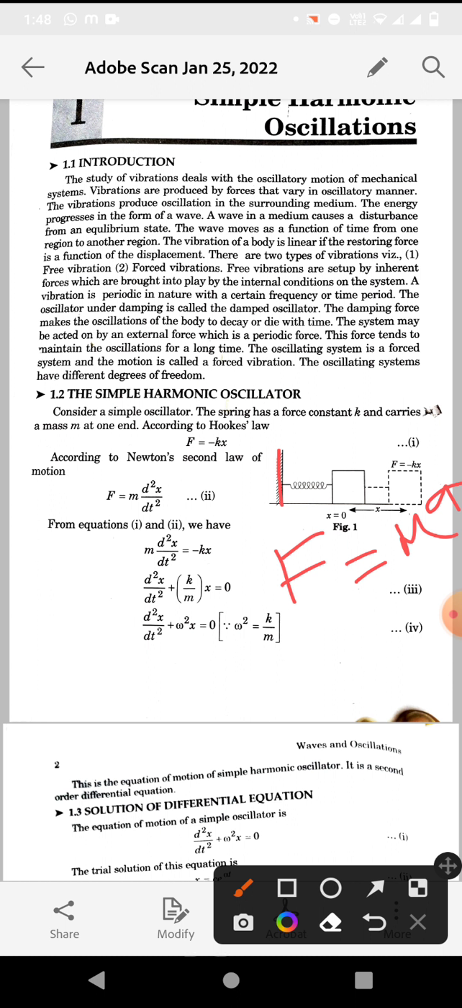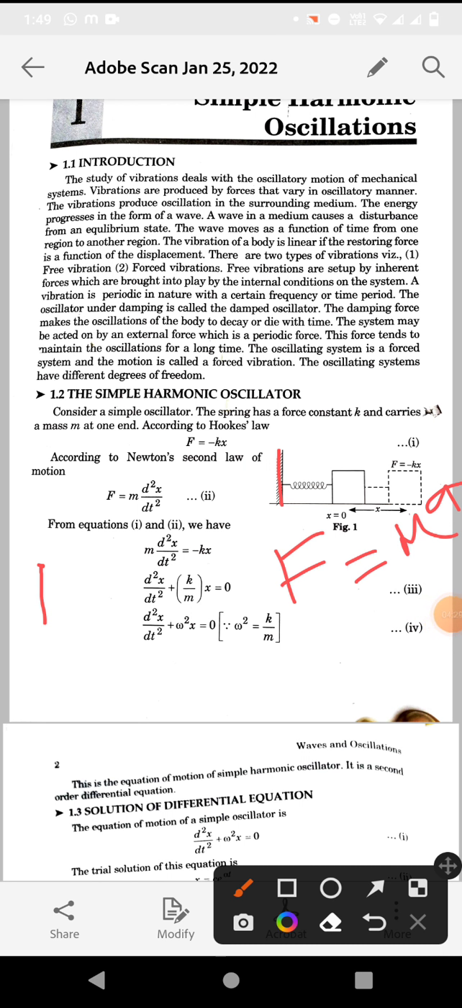So simply, equating the two equations, equation 1 and 2, m into a is equal to minus kx. Replacing a by the displacement term, m d square x by dt square is equal to minus kx. Bringing the minus to the left side, d square x by dt square plus k by m x is equal to 0. So this is a second order differential equation.